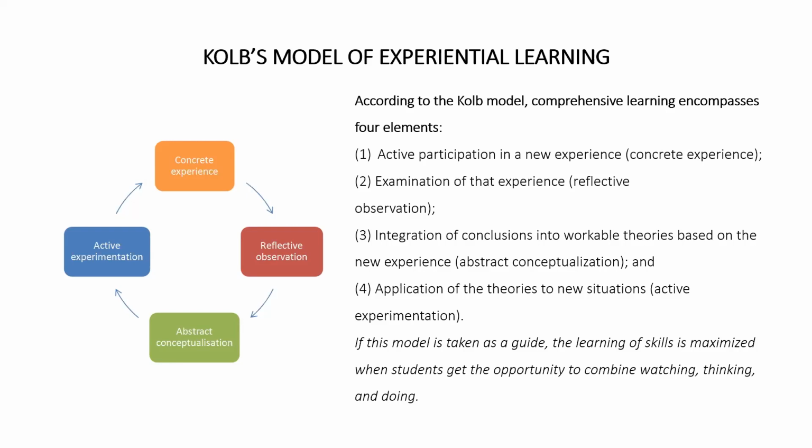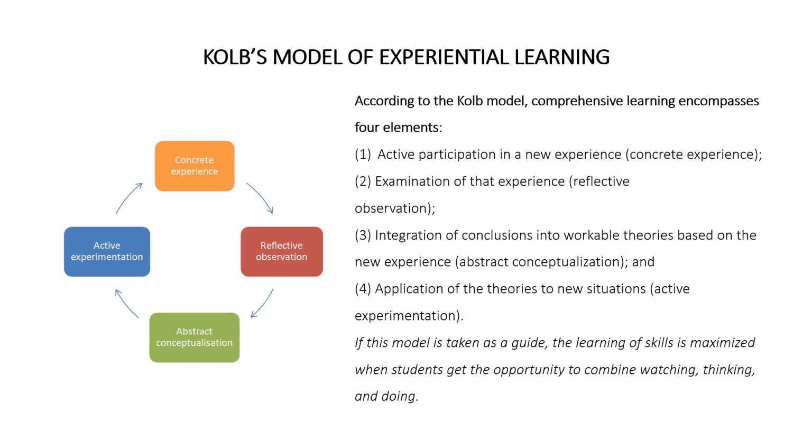We can also learn via reflective observation. This is where we examine a specific experience that we have. So we are reflecting on something that we have specifically experienced. This is the second way in which we can learn. Secondly, there is abstract conceptualization, and this is the integration of conclusions into workable theories based on new experiences. So we are going to learn from our experience. That's what abstract conceptualization means.